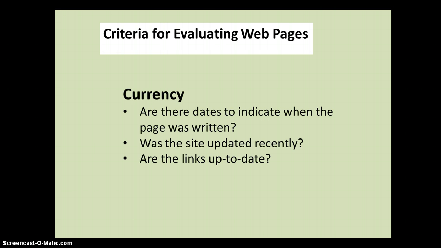Next is currency. That's how up-to-date the website is. The great thing about using web resources is that they should give you the latest information out there. Information from a book can be several years old, but if you're using information from a website, it should be recently updated. Also, if you click on many of the links and they're broken, that might indicate to you that the website is a little bit older and the links are no longer up to date.